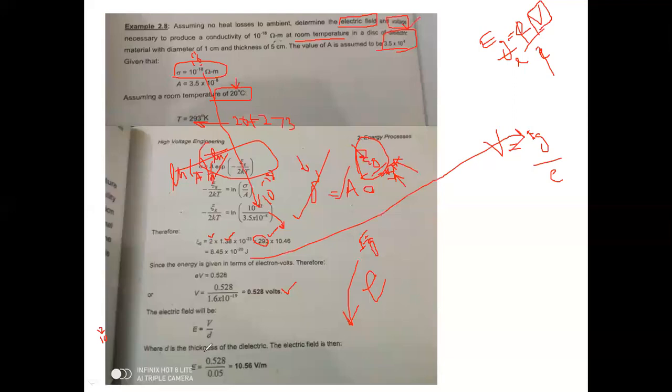E is equal to V divided by d. Okay, d is actually the thickness. So the thickness of the material is given, which is 5 centimeters. This is the diameter, not the thickness; the diameter is not applicable over here. So we have to find only this d, 0.05 in meters. So volt per meter will be this.